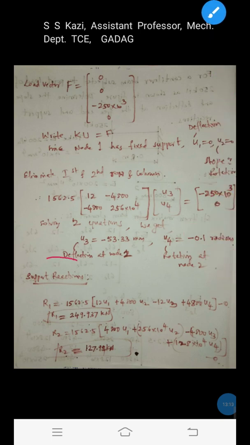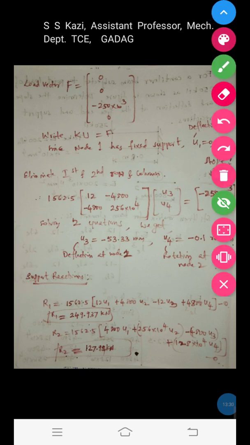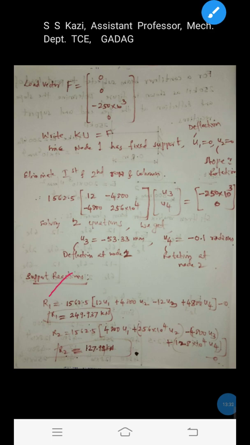Okay, and support reactions can be calculated by using the formula. Since node 1 is a fixed support, u1 and u2 are 0, then from the deflection and slope, we can calculate the reactions, that is R1 and R2. R1 can be found out by using the Ku minus F formula. R2 also can be found by Ku minus F. We got Ku is equal to F, whatever the equilibrium equation you write, in that you refer to the first and second equation to find R1 and R2.